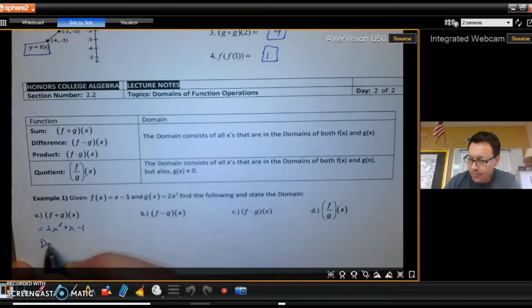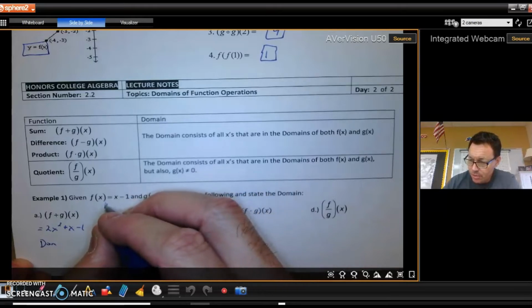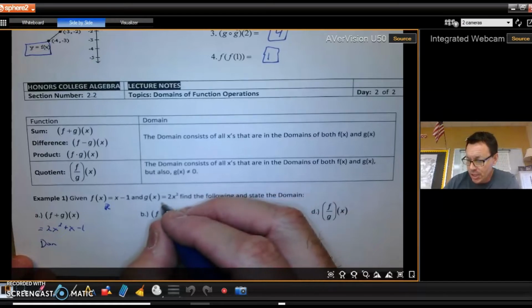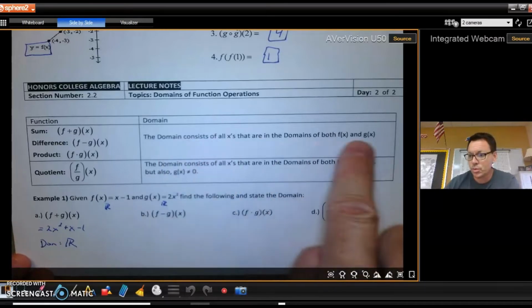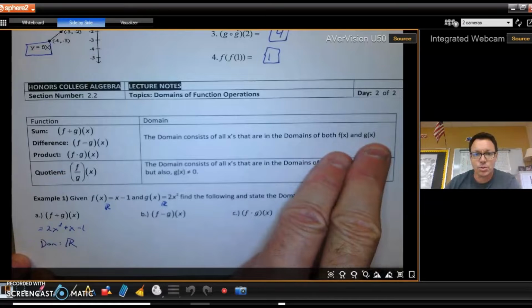Well, again, the domain of function f is all real numbers, because there's no fractions or radicals. The domain of function g is all real numbers, because there's no fractions and no radicals. And again, when we add those together, we don't have any fractions or any radicals. So the domain of our new function is all real numbers. I have a feeling that this is also going to be all real numbers, because that's what the rule says. When you're subtracting, the domain is just the same as those two put together.